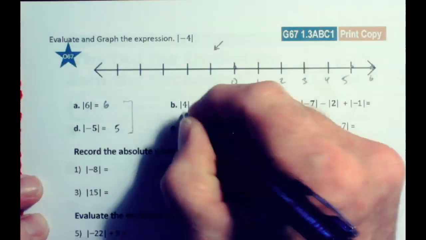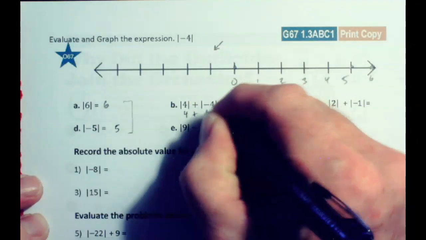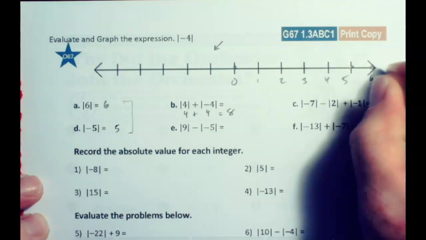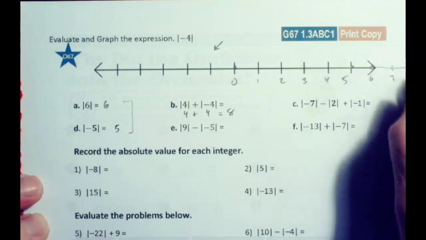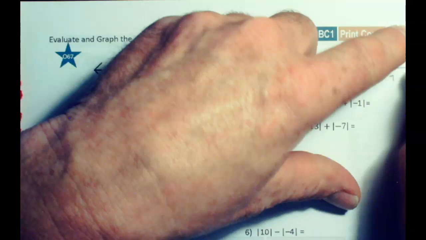So the absolute value of 4 plus the absolute value of negative 4, which is 4, is going to equal 8. So 8 is going to be off here someplace. 7, make 8. Oops. Put that point down.